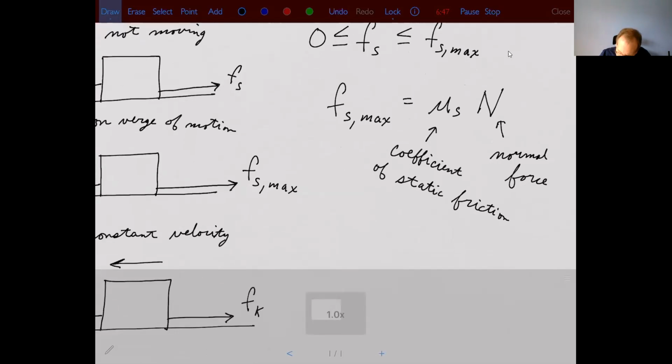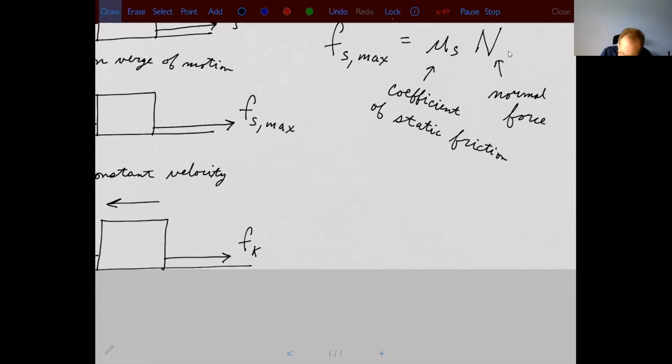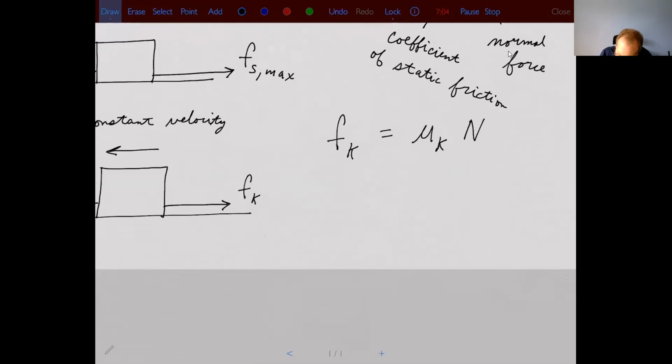A similar relationship. And we say that Fk is proportional to the normal force as well, but it has its own proportionality constant, and we call that mu k. So again, what is this mu k? This is the coefficient of kinetic friction.